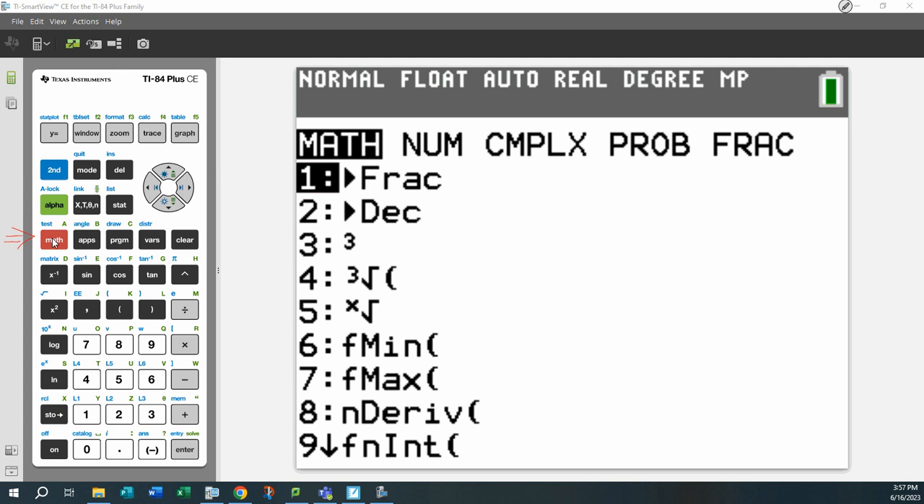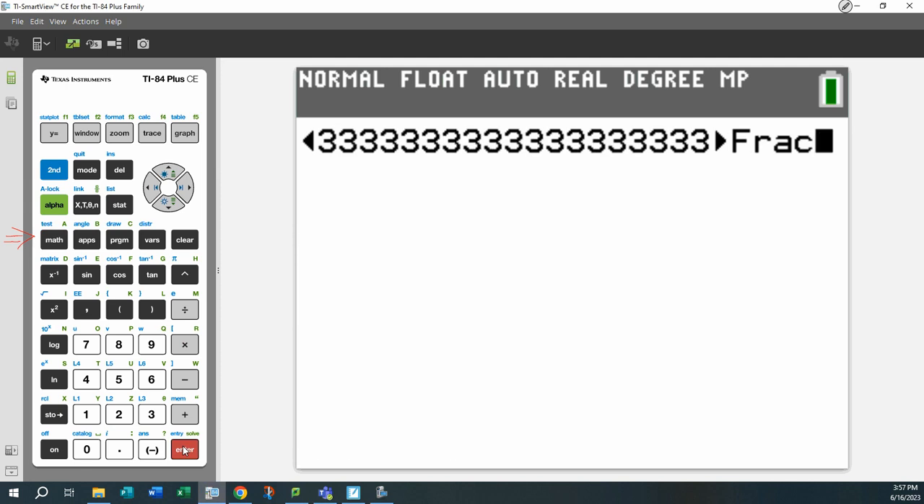So how do you access this? Real simple. You can either push 1 or any of the numbers that are there. You can push 1 or just hit enter because it's highlighted. So I'm going to hit enter. Look what it's going to do.